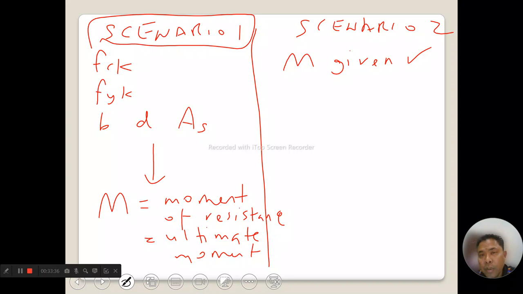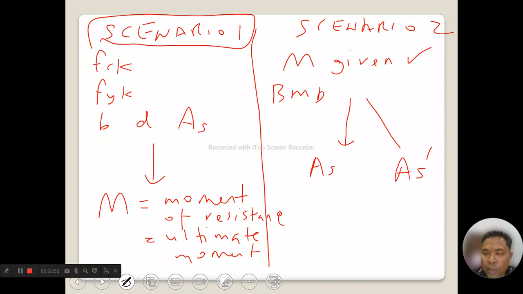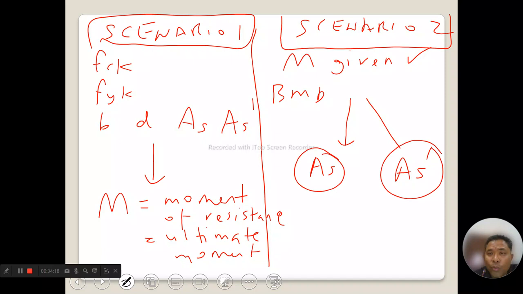From bending moment diagram. That's why you kena tahu lukis bending moment diagram. So apa you nak, you dikendaki mencari area of reinforcement and also area of compression reinforcement kalau dia doubly. Nampak terbalik. So ini maybe ada AS prime. Okay. So scenario 1, AS dibagi, AS prime dibagi, tapi kena cari moment. Scenario kedua pula, moment diberi. Diberi daripada mana? Daripada bending moment diagram. You kena cari pula area of reinforcement ataupun AS prime kalau perlu. So we have two scenario. So apa yang kita bincang sebelum ini adalah scenario 1.